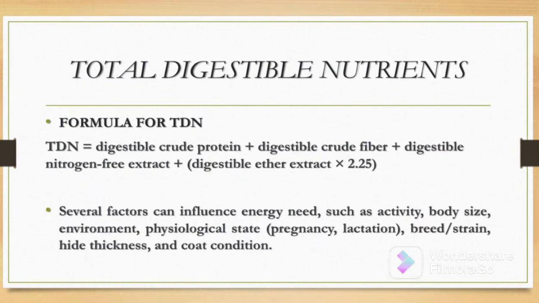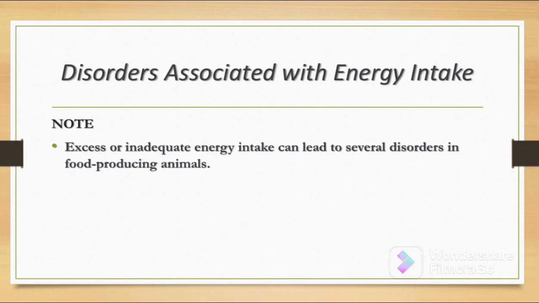Total digestible nutrients. The formula for TDN is equal to digestible crude protein plus digestible crude fiber plus digestible nitrogen-free extract plus the quantity of digestible ether extract times 2.25. Several factors can influence energy need such as activity, body size, environment, physiological state such as pregnancy or lactation, breed or strains, hide thickness, and coat conditions. Remember that excess or inadequate energy intake can lead to several disorders in food-producing animals.